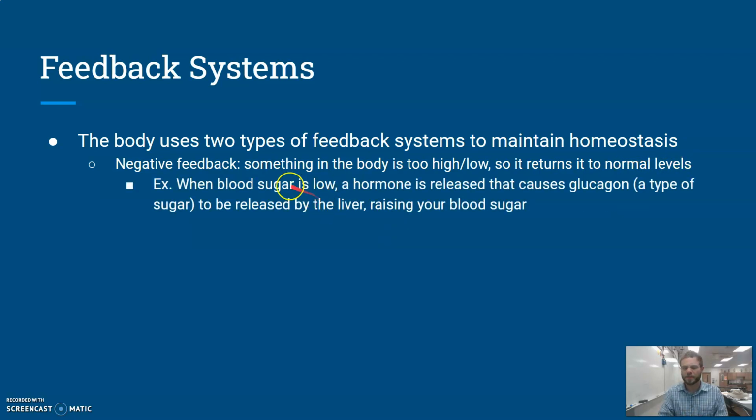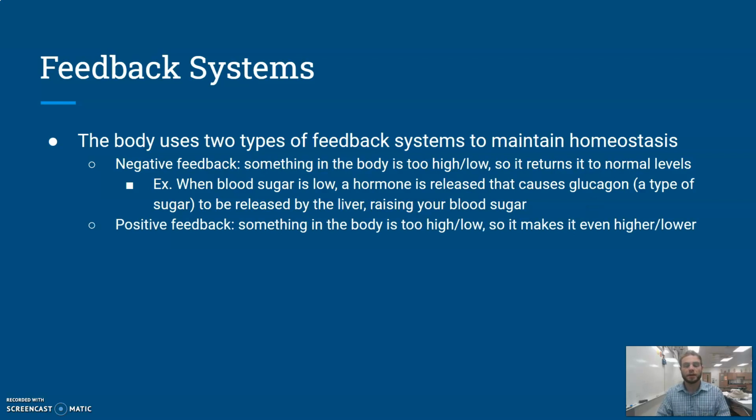Another example, when your blood sugar is too low, we'll get into this during our digestive system, a hormone is released that results in glucagon, which is a type of sugar stored in the liver, being released. Your liver is putting sugar into your blood, and that is going to raise your blood sugar back up.